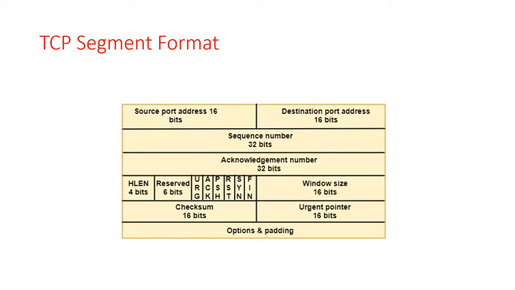So URG flag. Okay, here also we saw in the flags URG, that is urgent. So when the URG flag is set to 1, then this 16-bit field is an offset from the sequence number indicating the last urgent data. And the last one is the option and padding. So this option and padding defines the optional field that conveys additional information to the receiver. Okay, so this is the option and padding.